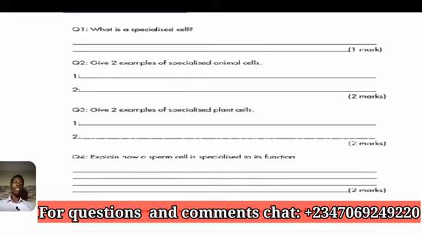Now, explain how a sperm cell is specialized to its function. Can you remember I showed you 3 parts? The tail for what? For swimming. The mitochondria in the middle piece for what? For energy. Why does it need energy? To swim, because to swim from where the sperm is deposited to where it's meant to get to, it needs energy to do that. So that's number 2, mitochondria in the middle piece.